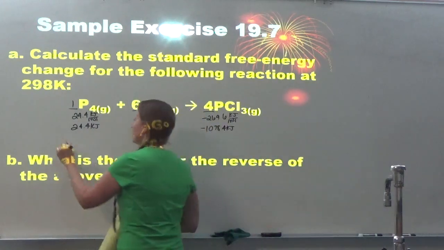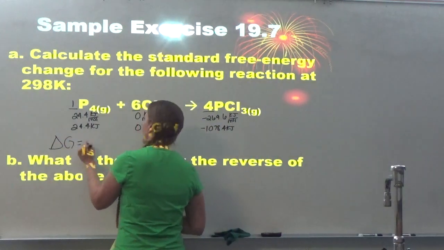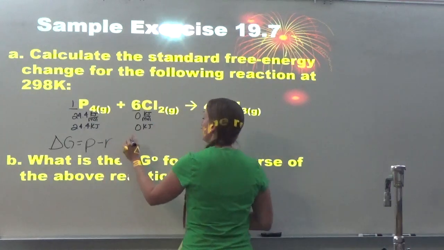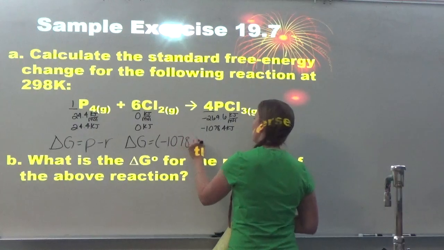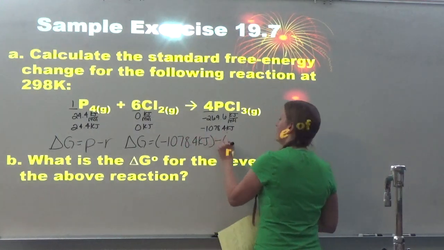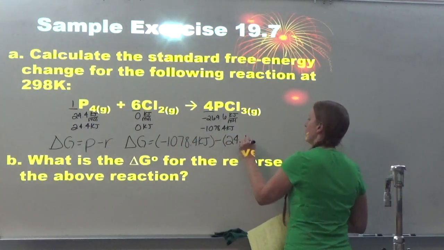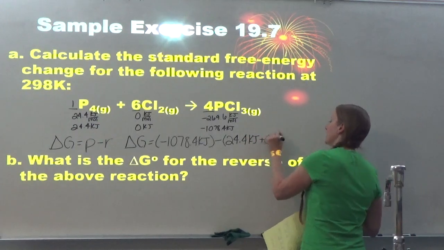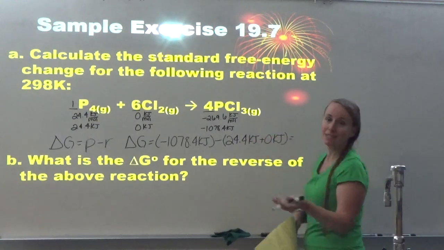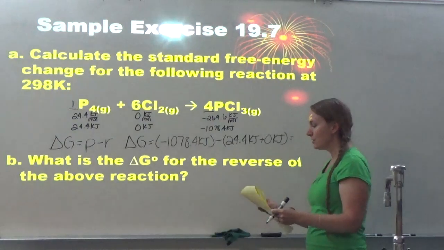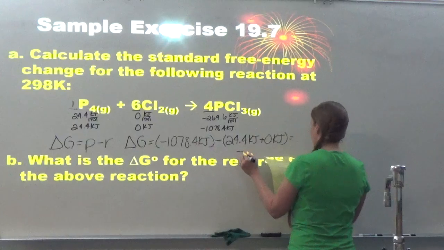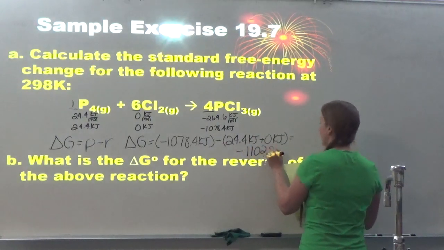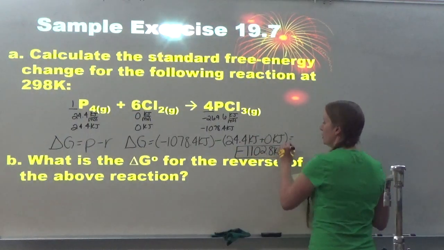And then, of course, my delta G is just products minus reactants. Okay, so I just plug in my products. So I have negative 1,078.4 kilojoules minus my reactant. So 24.4 kilojoules plus technically 0 kilojoules. Obviously, you could leave out the 0. And so for this one, I've got negative 1,102.8 kilojoules. Just like that.